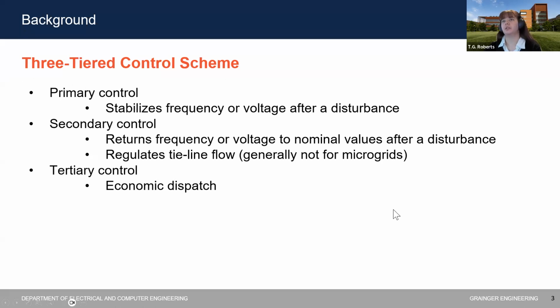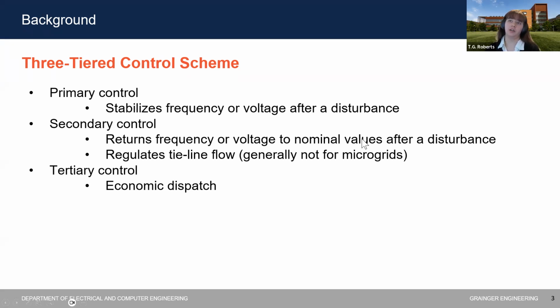In a general power system, we normally have a three-tiered control scheme where the primary control stabilizes frequency and voltage after a disturbance. So say a load change happens, our frequency might settle to a new stable operating point, but it won't be at 60 hertz. Maybe it'll be 60.1 hertz or some other value, which is where secondary control comes in. With secondary control, we're able to return frequency or voltage to nominal after a disturbance, as well as regulate tie line flow. That's not something that I'm going to talk about in terms of microgrids.